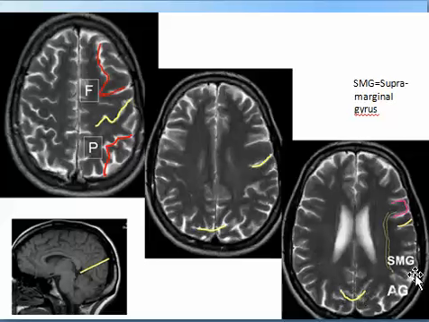Now, what is SMG? SMG means the supramarginal gyrus, and AG means angular gyrus. This is important because it is the most posterior part of the parietal lobe. It's called the angular gyrus.